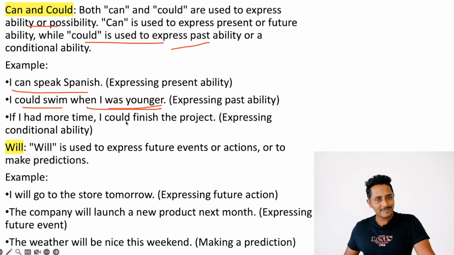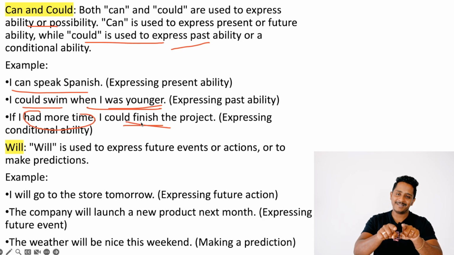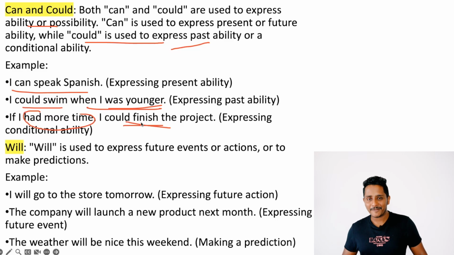If I had more time, I could finish the project. If I had more time last year, I could finish the project, not can. Could is a past ability, sorry about that. Can is just an ability.